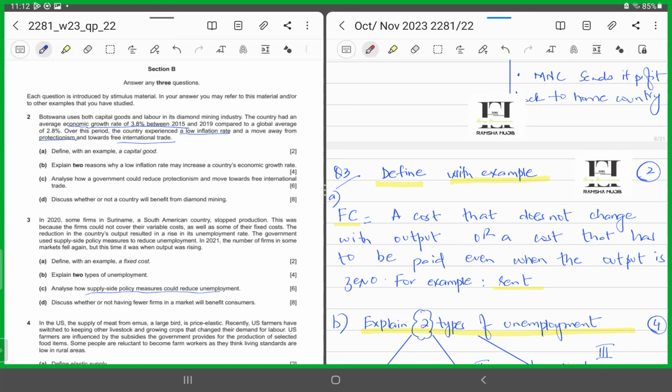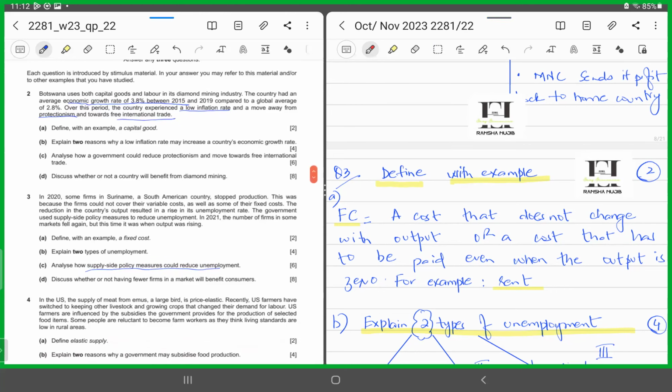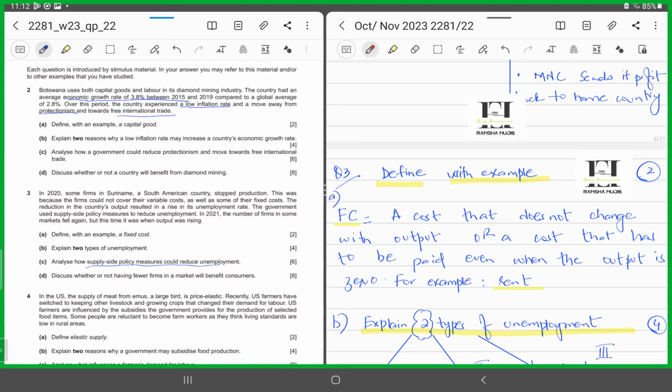It's a 2-marker. The first mark you will be awarded as soon as you present a definition, and when you've given an example, the second mark will be awarded to you. All right, so what is the question saying? It's a South American country and it had stopped production because they were unable to cover their variable costs and they were also not able to cover their fixed costs. And obviously, when you're not able to cover your fixed and variable costs, the firm stops its production. When it stops its production, it would lay off labor, and the unemployment rate rose.